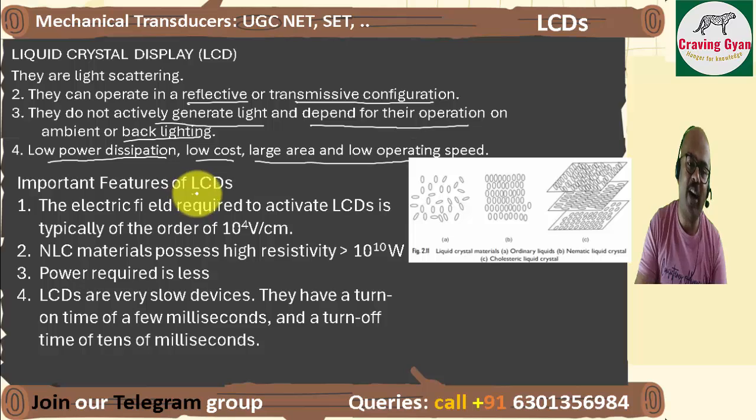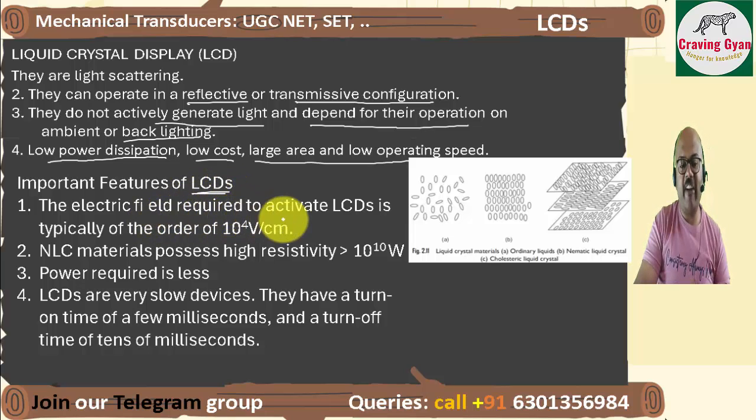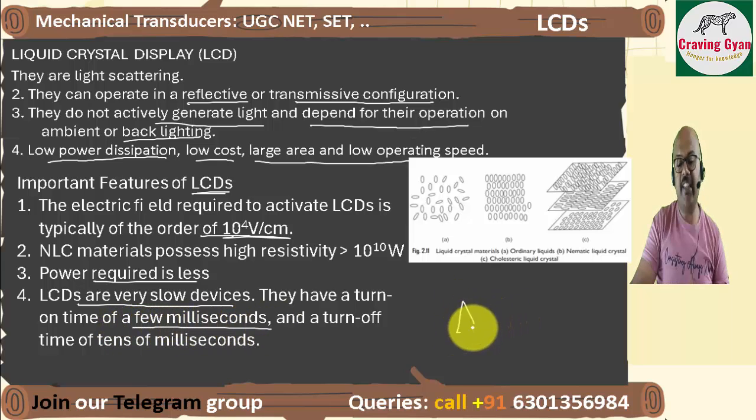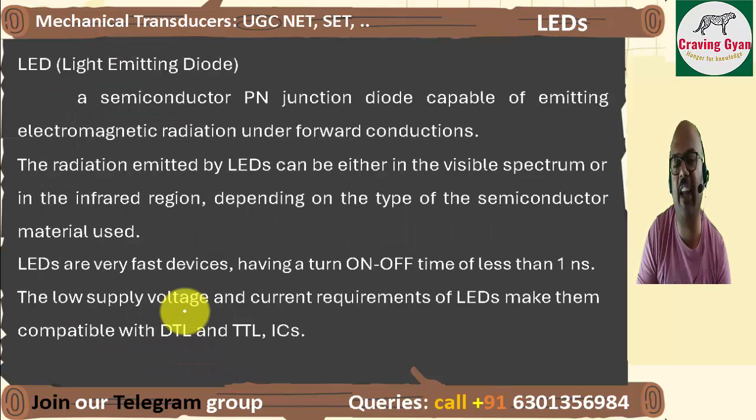Now, what are the important features of a liquid crystal display? The electric field required to activate LCDs is typically of the order of 10 power 4 volt per centimeter. This much of huge value you are in need. Now, the power required is less. LCDs are very slow devices. They have a turn on time of a few milliseconds. This is very important. And turn off time will be tens of milliseconds. These things are very important.